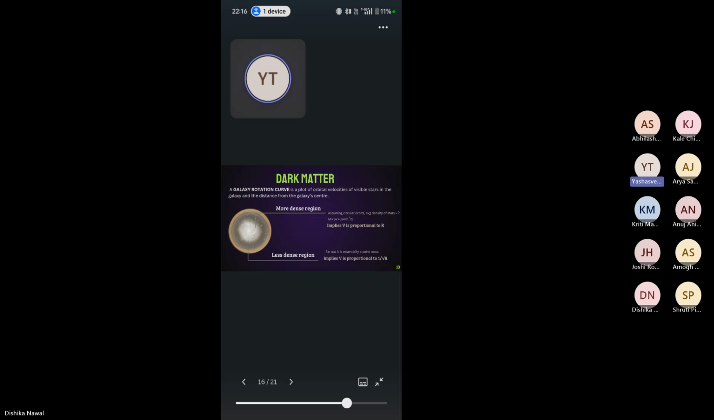For the more dense region, assuming circular orbits and the average density of the stars to be rho, your mass will be density times volume, that is, rho times 4πr³ by 3. Now, when you equate the centripetal force to the gravitational force, it's very basic math. You'll get the relation between velocity and distance as v proportional to r. Similarly, for the less dense region, as it is far out from the center, it is essentially a point mass. So it implies velocity is proportional to 1 upon root r.